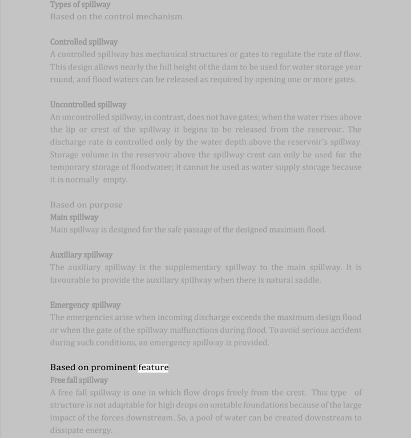Based on prominent feature: free fall spillway. A free fall spillway is one in which flow drops freely from the crest. This type of structure is not adaptable for high drops on unstable foundations because of the large impact forces downstream. So, a pool of water can be created downstream to dissipate energy.